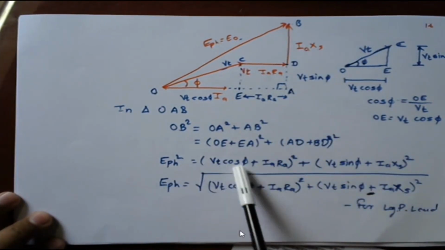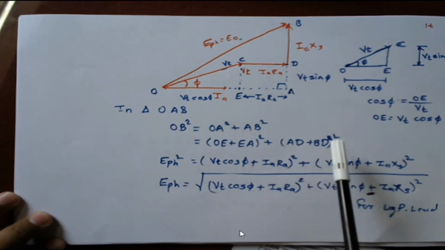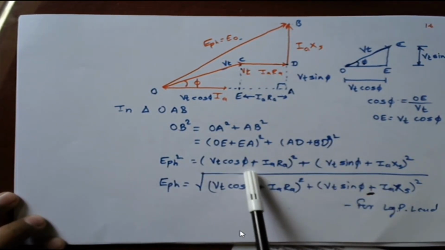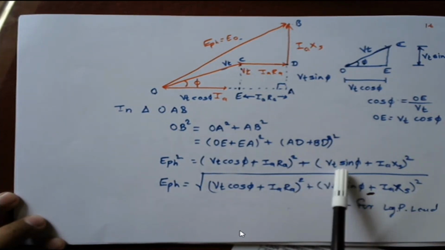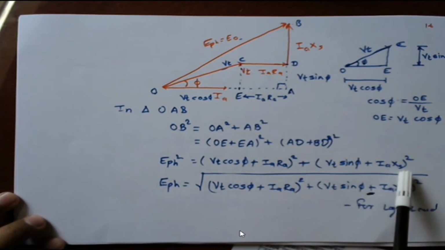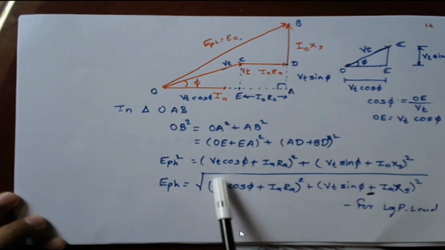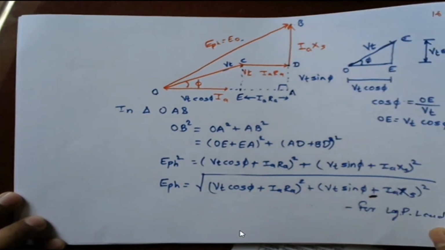Accordingly, if I place the values of OE, EA, AD and BD, I will get the equation EPH square is equal to (Vt cos phi plus IRA) square plus (Vt sin phi plus IXS) square. So EPH will be the square root of this term. This is for lagging power factor load.